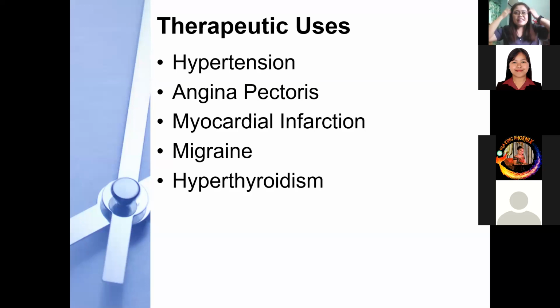Okay. So let's move on. Therapeutic uses of our olols or the beta blockers. We have first the hypertension, syempre. Para siya sa hypertension because chronic use of our beta blockers will lead to the decrease in the blood pressure, especially if it can slow down the heart.